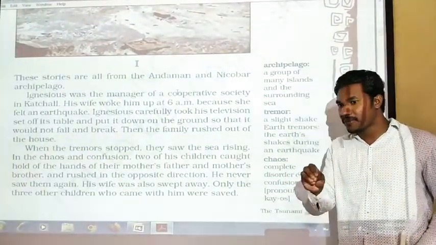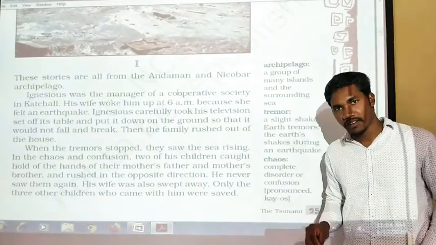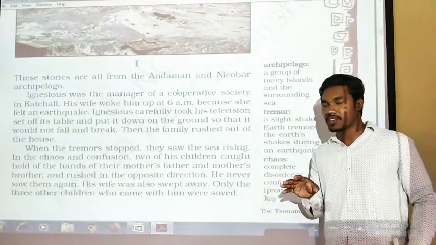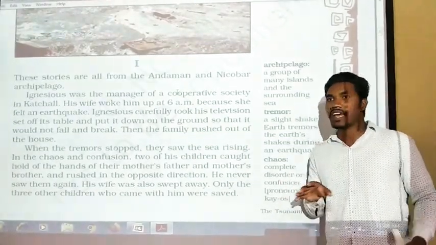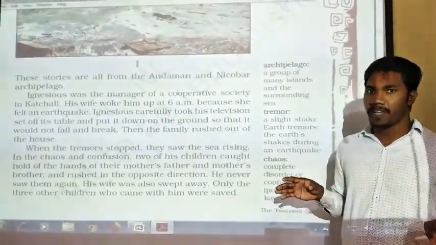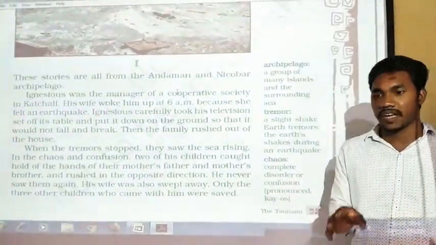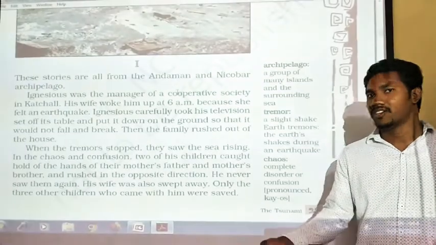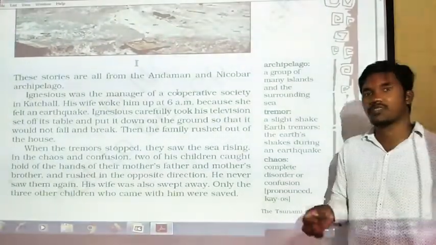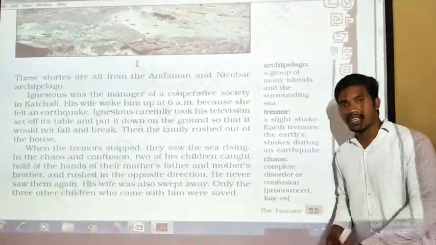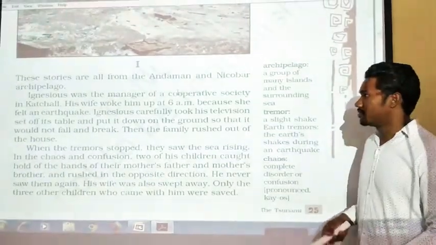Okay, why might he have kept the television on the ground? Because when the earthquake comes, the earth will shake terribly. So by shaking of the earth, the television may fall, and because of falling, it may break. So that is why he kept the television down on the floor.